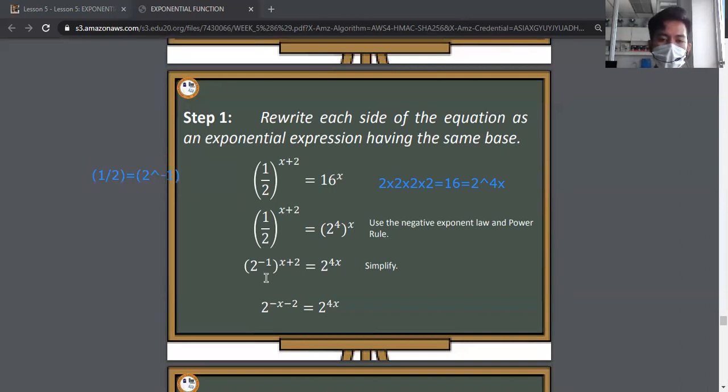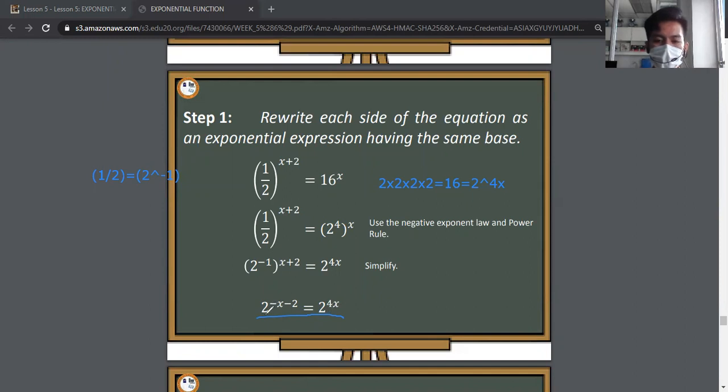Then, dalawa na po exponent po natin, negative 1 tapos x plus 2. Then, we need to multiply negative 1 to x plus 2. Ibig sabihin, lahat po ng exponent dito is magiging negative. Dahil, di ba, sabi po natin, any number multiplied by 1 is equal to the number itself. Pero po ito, pang exponent po natin sa una is negative. Ibig sabihin, lahat po ng positive magiging negative. Pag negative po, automatic magiging positive. So, our answer will be 2 raised to negative x minus 2 is equal to 2 raised to 4x.